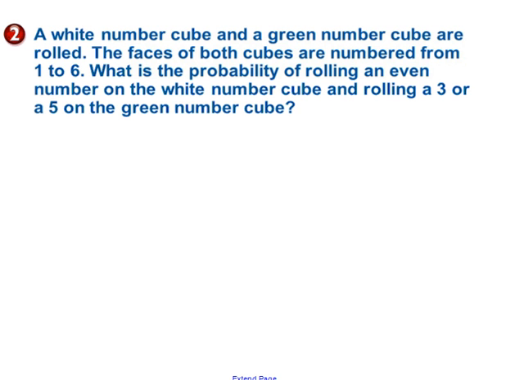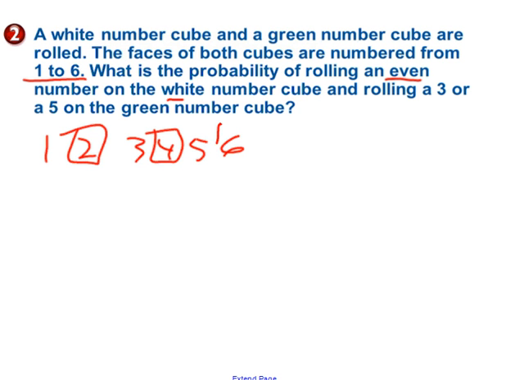A white number cube and a green number cube are rolled. The faces of both are from 1 to 6. What is the probability of rolling an even number on the white cube? Well, an even number, first of all, there's 1, 2, 3, 4, 5, and 6. Well, 2 is even, 4 is even, and 6 is even.